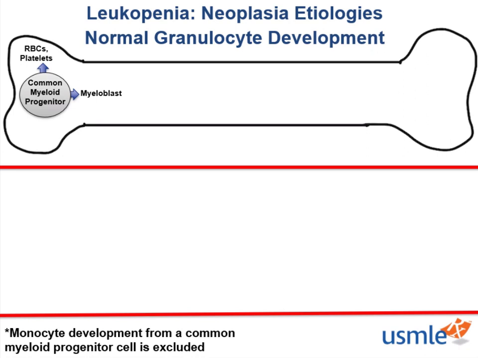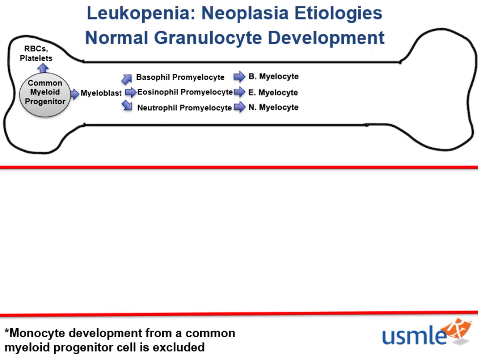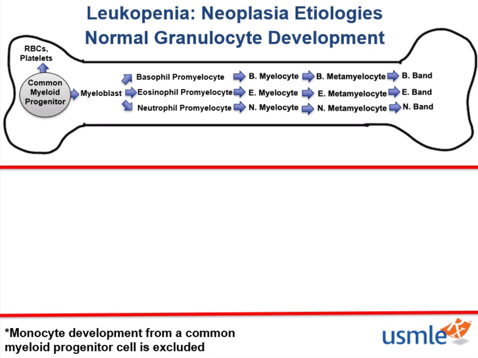Remember the mnemonic Granny Phil, Granny for granulocytes and Phil because of their common endings. We are talking about basophil, eosinophil, and neutrophil development here. That myeloblast can become a basophil promyelocyte, an eosinophil promyelocyte, or a neutrophil promyelocyte. Development continues from each of those cell lines to myelocytes, to metamyelocytes, and to bands.